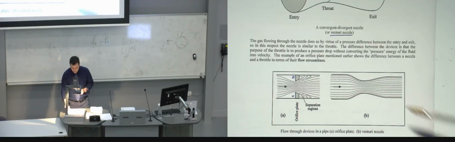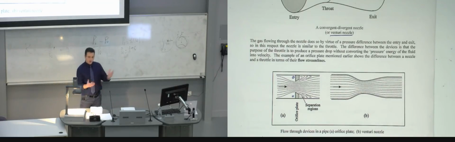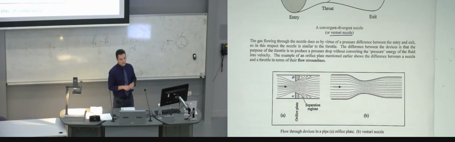On the other hand, in the case of a Venturi nozzle, which you have here, again, a convergent diverging type of nozzle, because there's no sudden or rapid change in the cross-sectional area, then you have a very nice streamlined type of geometry.